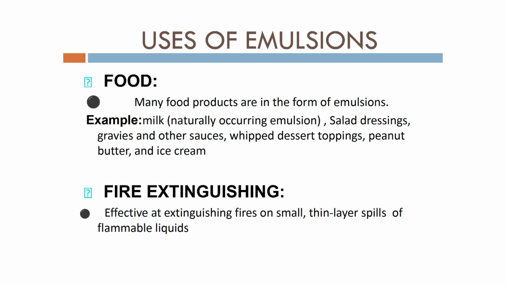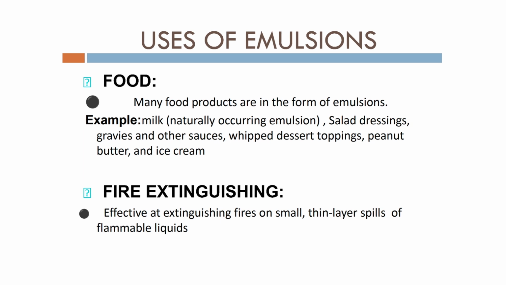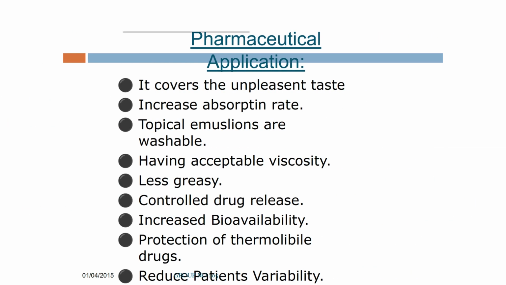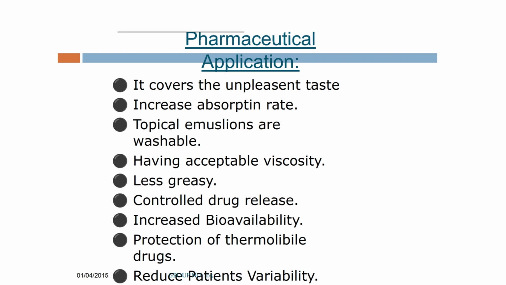Fire extinguishing. Certain emulsions are very effective at extinguishing fires on small, thin layer spills of flammable liquids. Pharmaceutical applications. Emulsions are fantastic in pharma for many reasons. They can cover up unpleasant tastes of oils. They can increase the absorption rate of drugs. Topical emulsions are easily washable. They can be formulated to have an acceptable spreadable viscosity and are less greasy than pure ointments. They can be designed for controlled drug release bioavailability. They can protect thermolabile drugs sensitive to heat. And they can help reduce variability in how different patients respond to a drug.